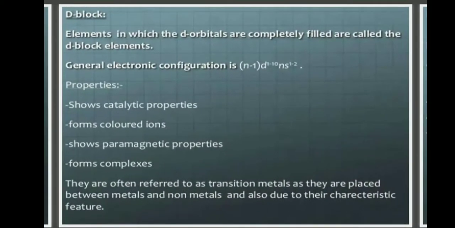Next one, d block elements. Elements in which the d orbitals are progressively filled are called the d block elements. The general electronic configuration is (n-1)d1 to 10 ns1 to 2. Properties: shows catalytic properties, forms colored ions, shows paramagnetic properties, and forms complexes. They are often referred to as transition metals as they are placed between metals and non-metals, and also due to the catalytic feature.